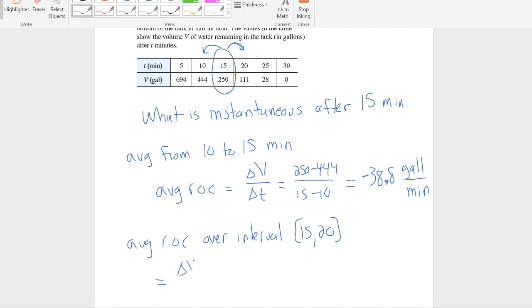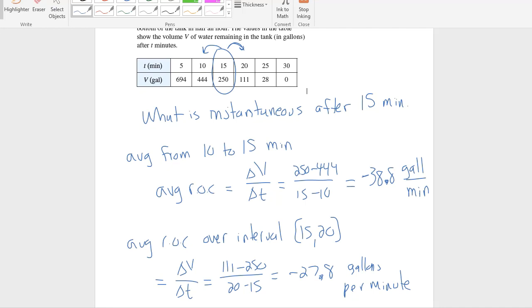Again, we're going to have the change in velocity over the change in time. So we're going to have change in velocity of 111 minus 250 in my numerator. And then we're going to have the change in time of 20 minus 15 minutes. Taking out a calculator to find that value, we get negative 27.8. And again, that's going to be gallons per minute.